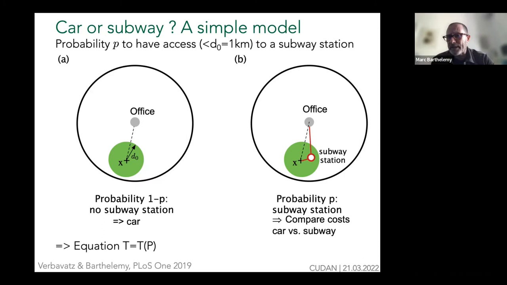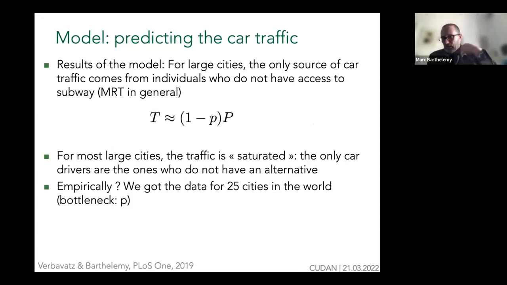And so you get some complicated equation. For a given population P, you have a certain fraction that will take the car. And you can solve this equation. When the population is large enough, so for large cities, you will find the deceptively simple result that the number of people that will take the car is basically the population times the probability of not being close to a subway station. So this super simple result tells you that for large cities, the congestion is large enough so that when you have the possibility to take the subway, you will in fact choose the subway. In other words, in large cities, due to congestion, the only individuals taking the car are those who do not have access to the subway.